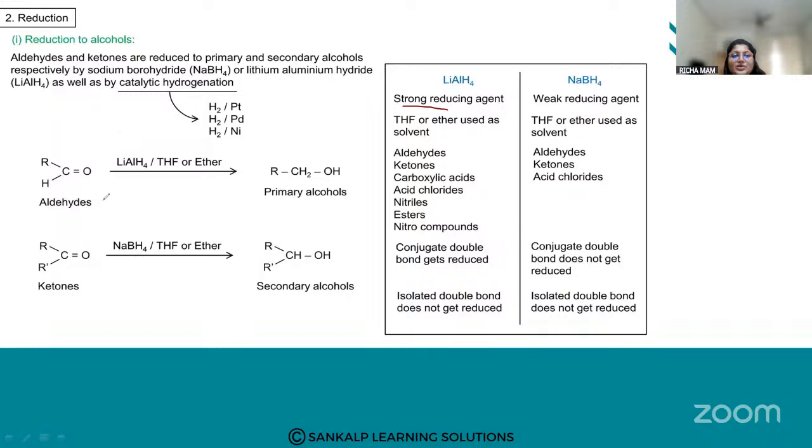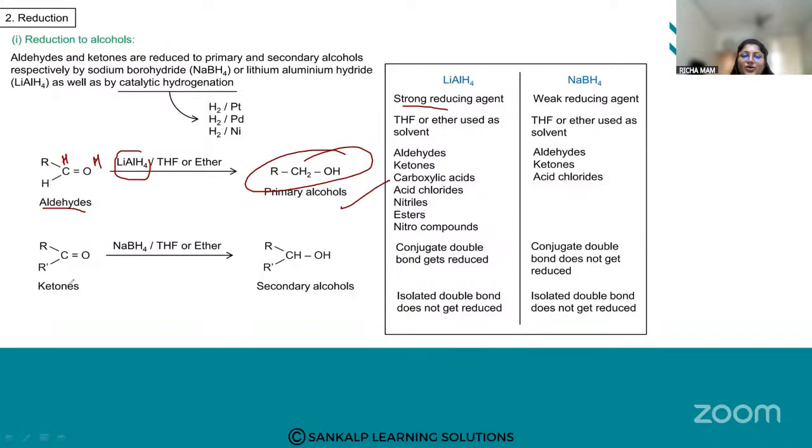So let us see. We are taking a respective aldehyde, and we are making use of lithium aluminum hydride in ether, or you can use tetrahydrofuran. When you are taking aldehydes, they are reduced to primary alcohol. Hydrogen is added across the double bond, so I'm going to get RCH2OH.